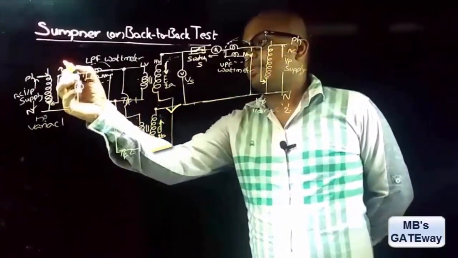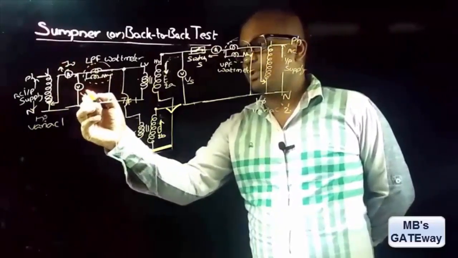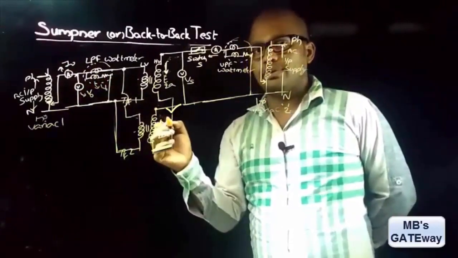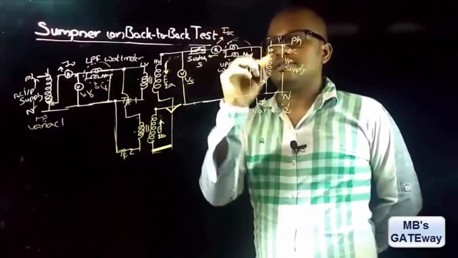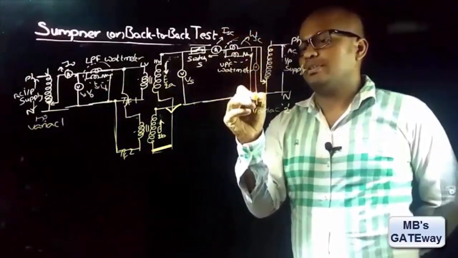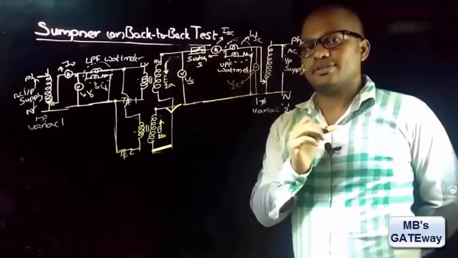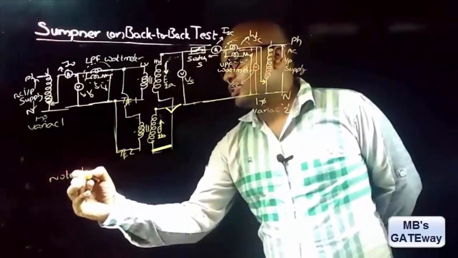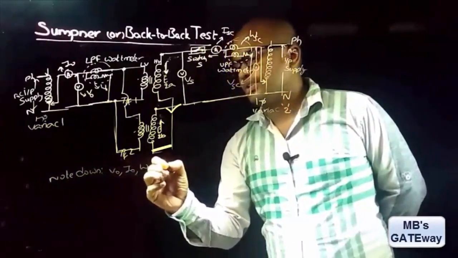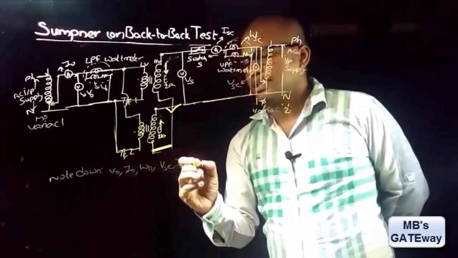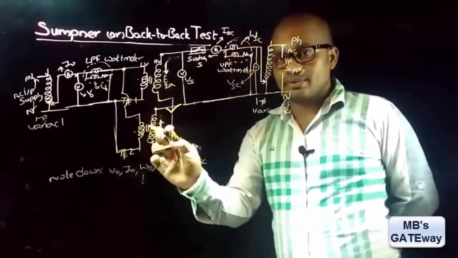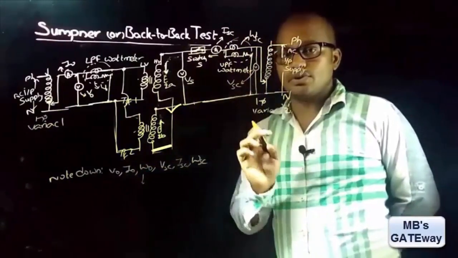Here this ammeter reading is represented with I0 and this voltmeter reading is represented with V0 and this wattmeter reading is represented with W0, and this ammeter reading is represented with ISC and this is represented with WSC and the voltmeter reading here is represented with VSC. Therefore, note down V0 reading, I0 reading, W0 reading, VSC reading, ISC reading and WSC reading. W0 reading represents the iron losses of both transformers and WSC represents the copper loss of both transformers.